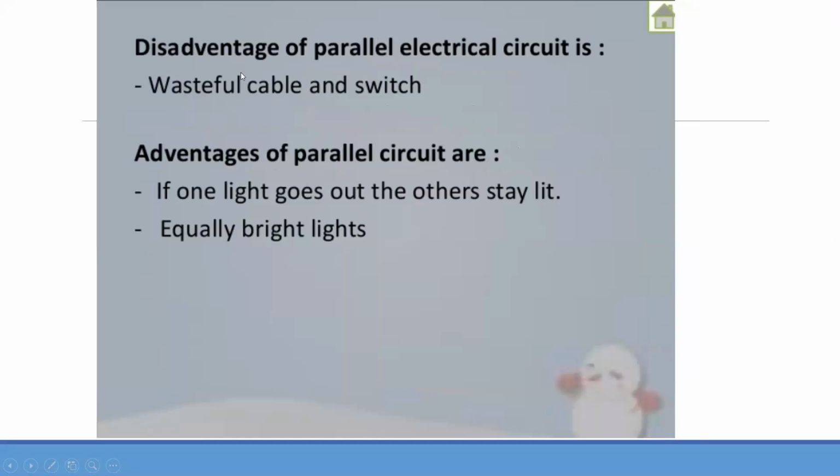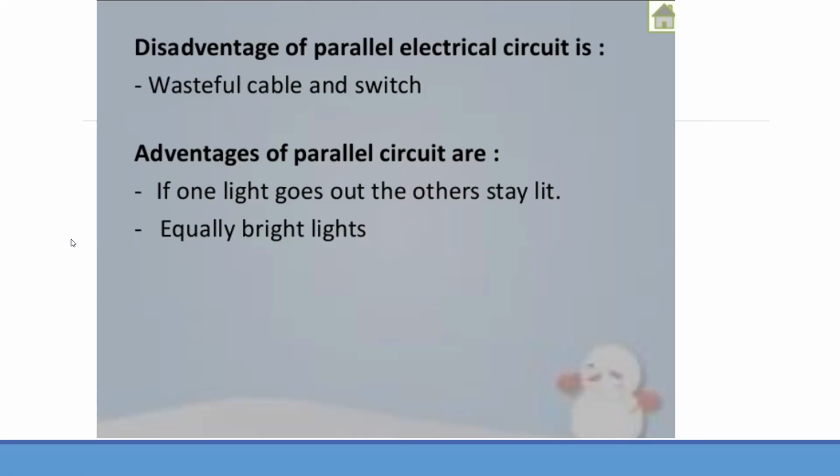Now, what is the disadvantage of the parallel? The disadvantage here is that we have wasteful cable and switch. You need more wires, more cables, more switches, so you need to pay. But the advantage is that if one light goes out, the others stay lit. If one lamp is not working, it doesn't affect the circuit. All the other lamps can work.